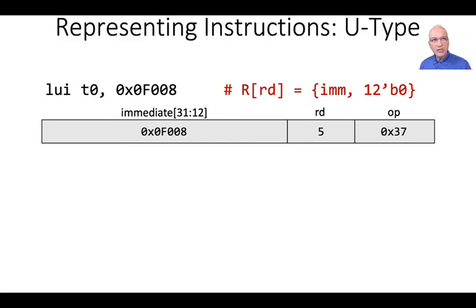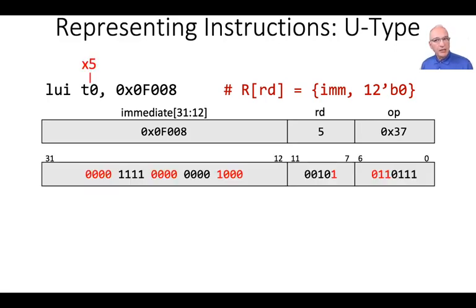There are instructions that have an immediate operand. For example, the load upper immediate instruction has an immediate operand that has 20 bits. So the value for the immediate appears in this case in bits 12 to 31 of the instruction. There is a destination register and an opcode. The binary representation will be in this format, and in memory you'd see that hexadecimal one.